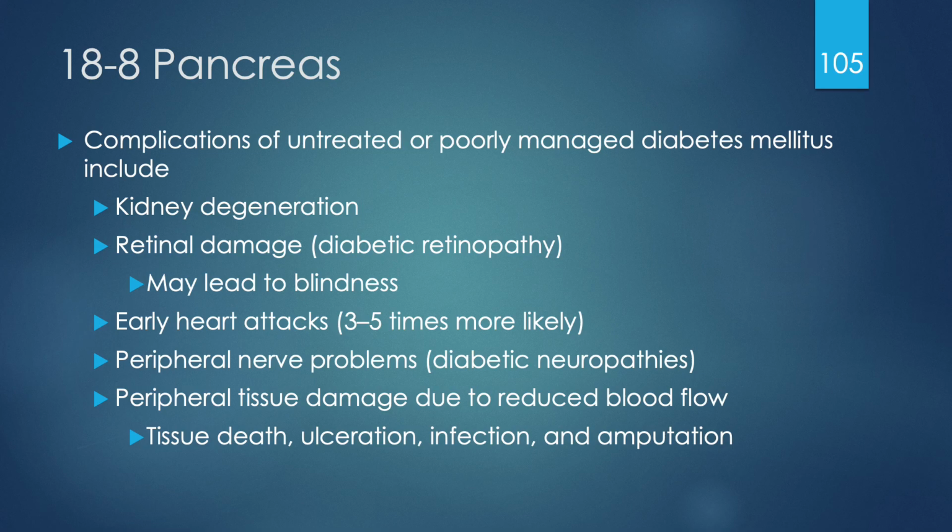Also, you can have a heart attack very young. In fact, people with diabetes are likely to have heart attacks or myocardial infarctions at a rate of 3 to 5 times the regular population. Also, peripheral nerve problems are very common, such as diabetic neuropathies, and peripheral tissue damage due to reduced blood flow. And this leads to a whole gamut of issues.